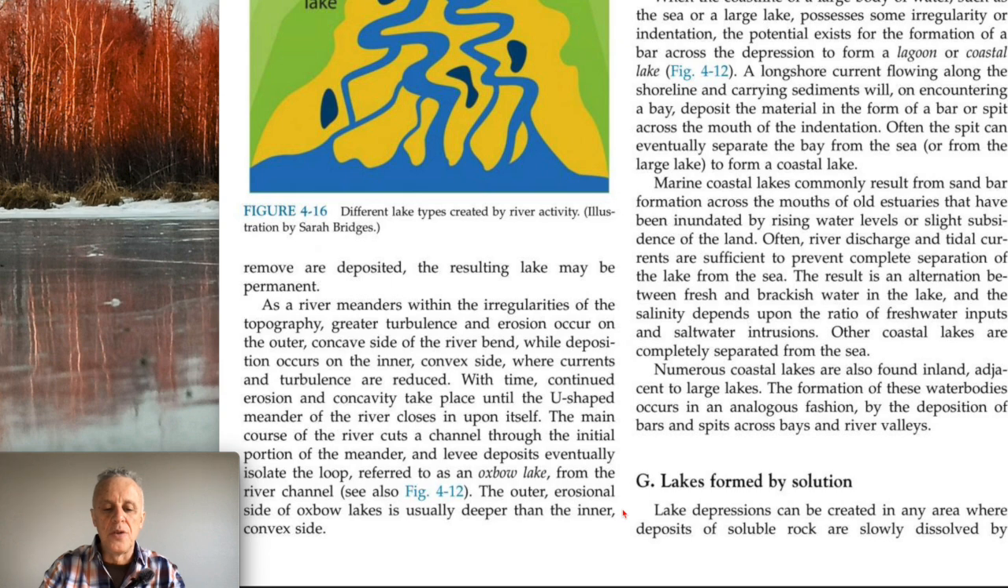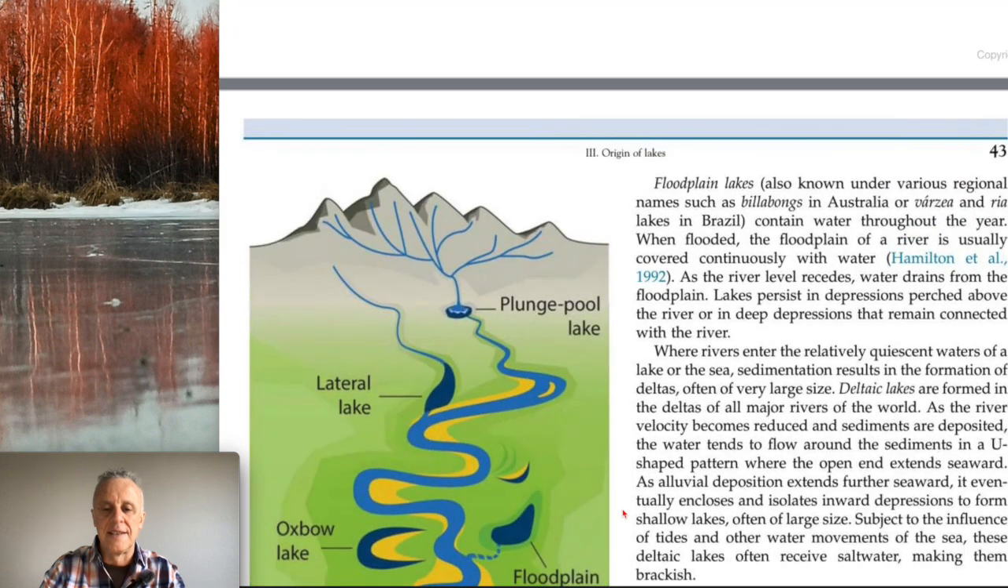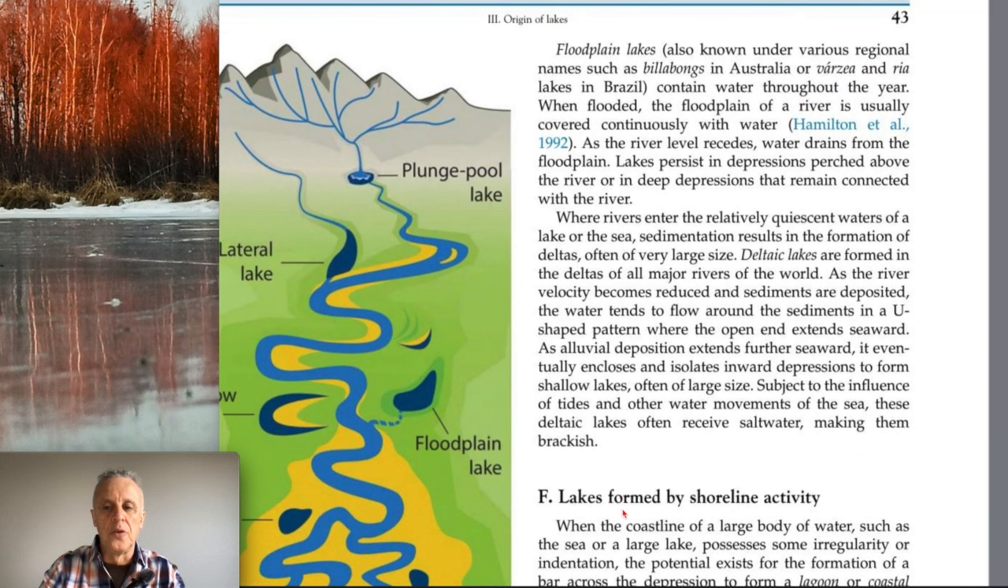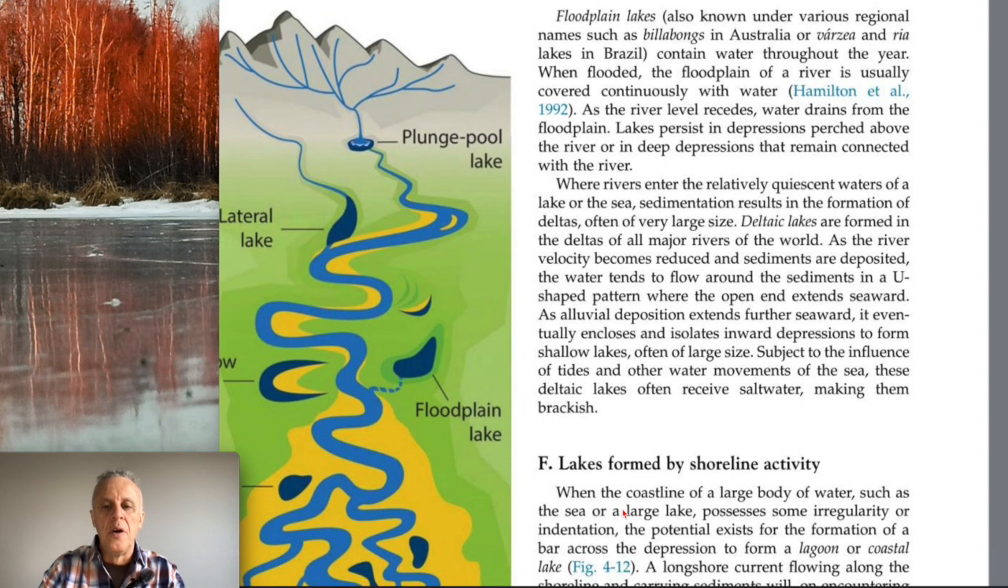The outer erosional side of oxbow lakes is usually deeper than the inner convex sides. Floodplain lakes, also known under various regional names such as billabongs in Australia or várzea and ria lakes in Brazil, contain water throughout the year. When flooded, the floodplain of a river is usually covered continuously with water. As the river level recedes, water drains from the floodplains. Lakes persist in depressions perched above the river or in deep depressions that remain connected with the river.